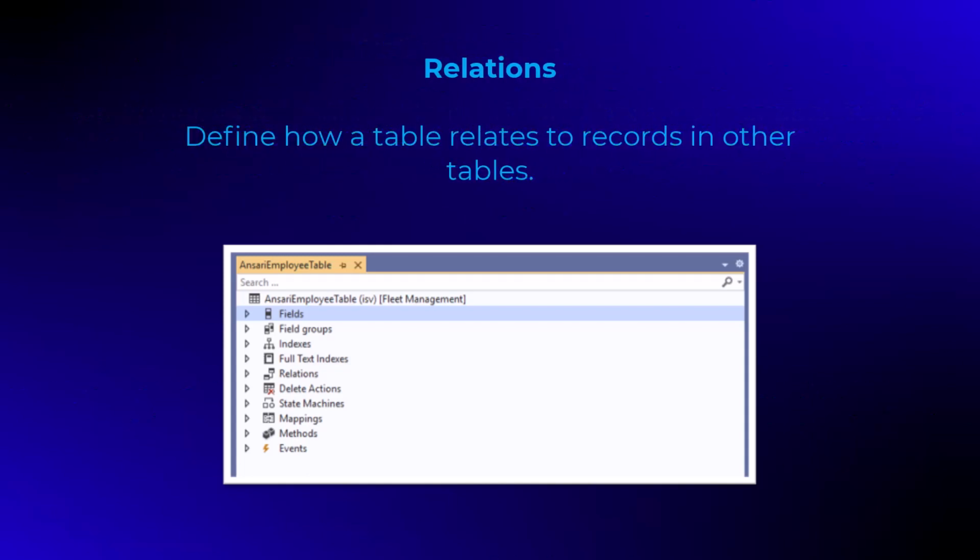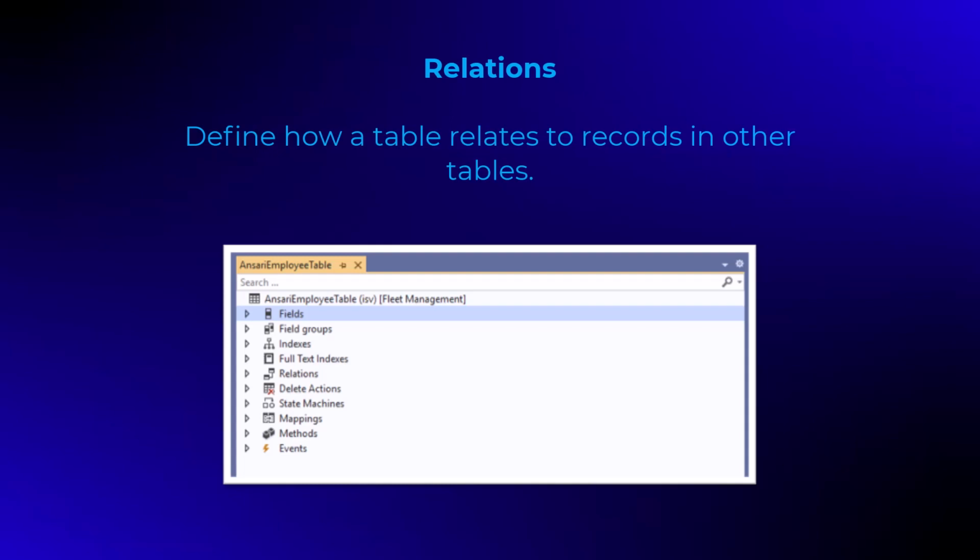Relation defines how a table refers to records in another table. Also for relations we will create separate videos because different types of relations are there. We will explain it in a separate video. Also for indexes there are different types of indexes, and we will create separate videos for them. There I'll explain about indexes and also relations. Also there are different types of delete actions, different types of methods, and different types of events, so we'll create separate videos for that.